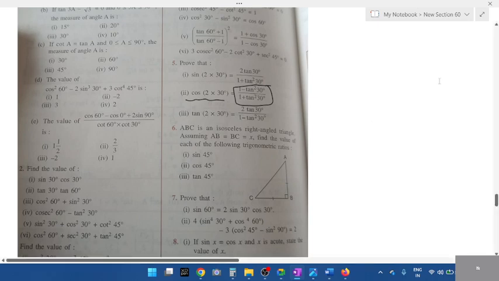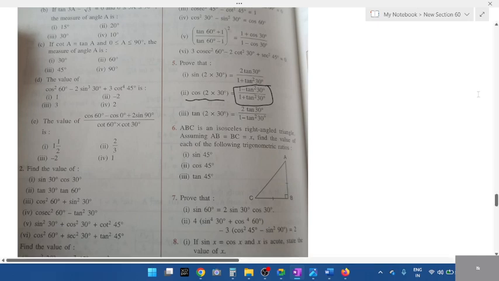Students done? Completed? Both of you are maintaining separate book, right? For tuition? Yeah, write it in that book, student. All these answers will be useful while revision.